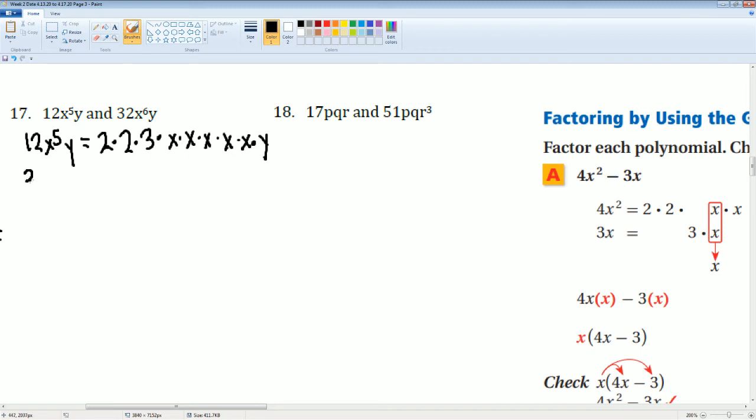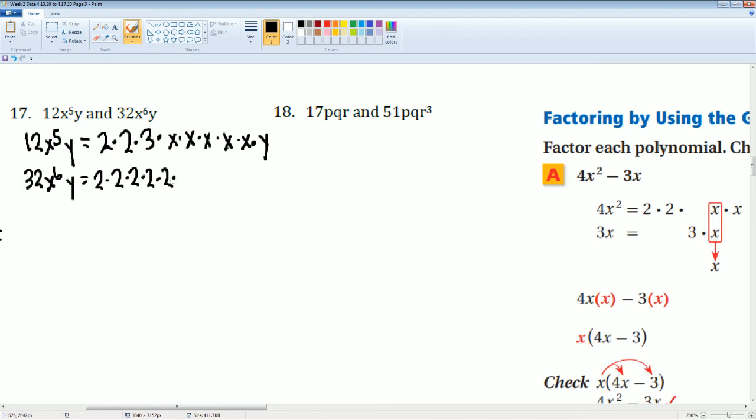Okay, next one, 32x to the 6th y. So 32, that's 2 times 2, right? That's times 2 times 2 is 4, 8, 16, 32, right? 2 times 2 is 4, 4 times 2 is 8, 8 times 2 is 16, 16 times 2 is 32.